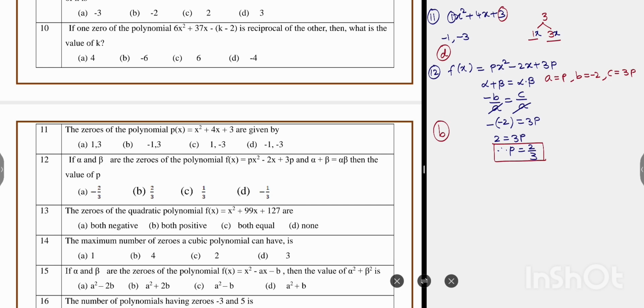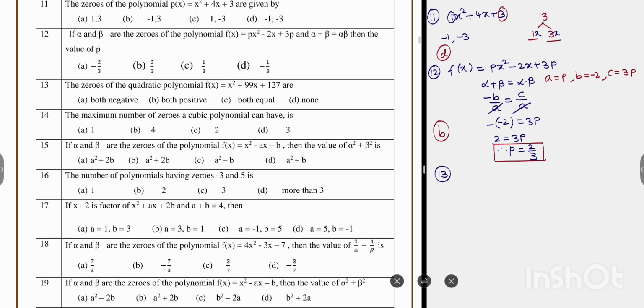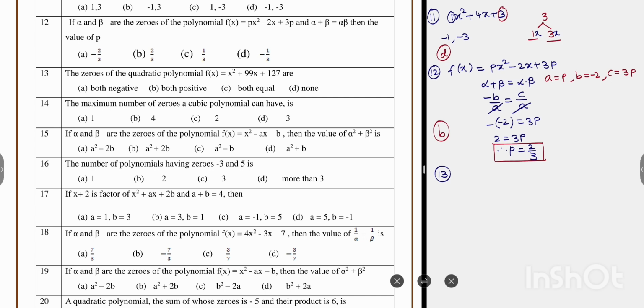Question number 12. Now question number 13. The zeros of the quadratic polynomial f(x) = x square plus 99x plus 127. You cannot follow splitting the middle term here. You just remember the coefficient of x square is 1 and the constant is 127.